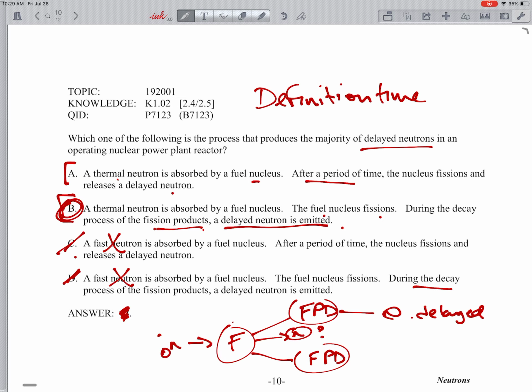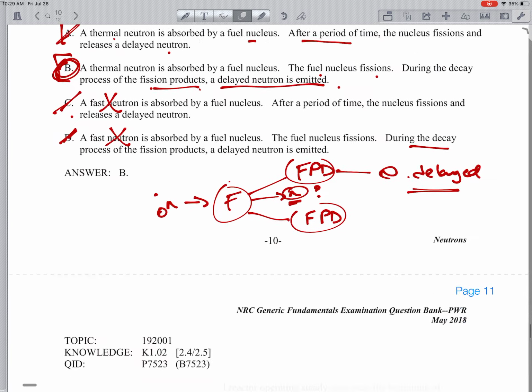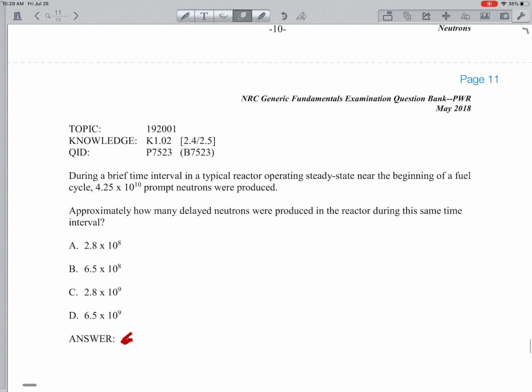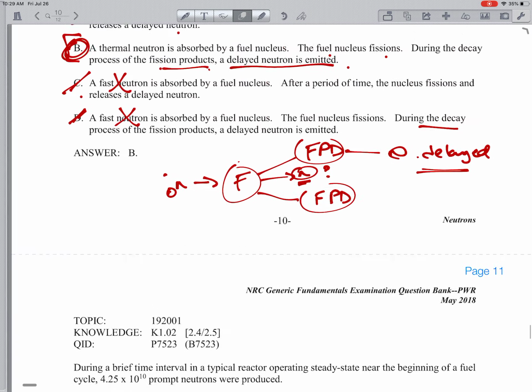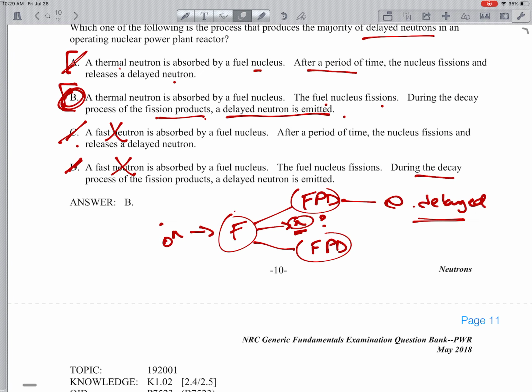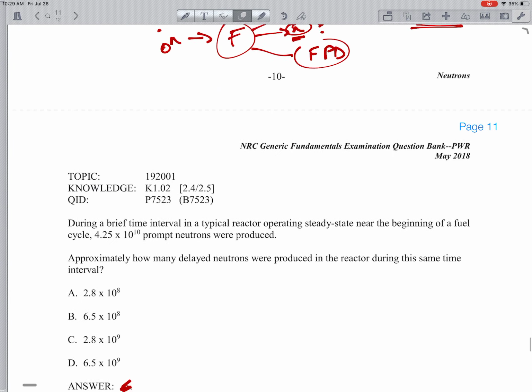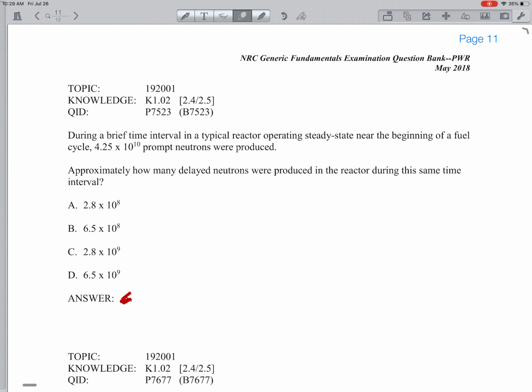So I'm going to go with B. The answer is B. A's not right because it doesn't come straight out of the fission. It doesn't come here. It comes here, usually. And we'll see if I'm right. B. Hey, awesome. Remember when you're guessing, that means slow down, really figure out why the other ones are wrong. And I just say guessing because I didn't know off the top of my head.